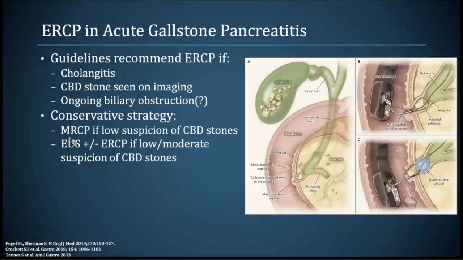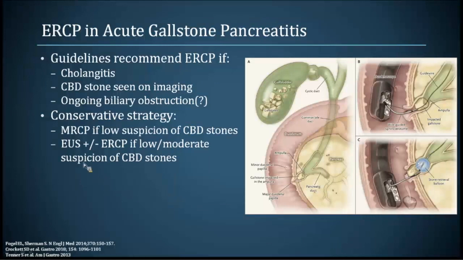We now employ a more conservative approach. If there is a low suspicion of stones, LFTs have gone to normal, they're feeling great, if you want to clear the duct, get an MR. If there is some intermediate suspicion, their pain is persisting, their LFTs are still hovering, we bring them down here and do an endoscopic ultrasound. And if we see a stone there, we go right to ERCP.